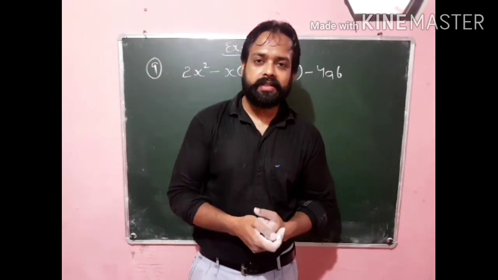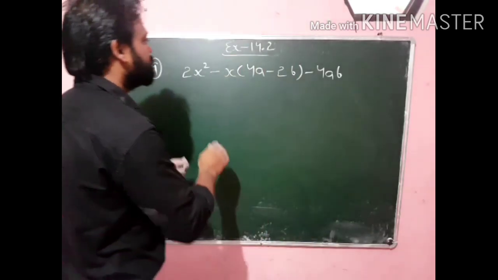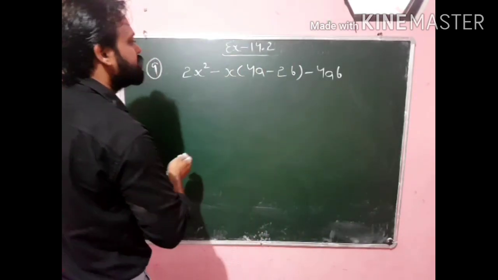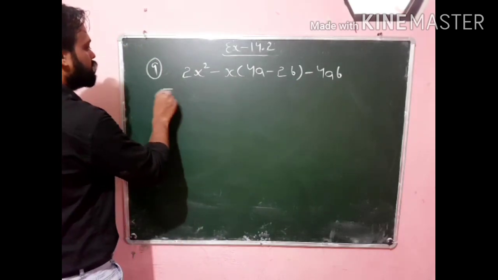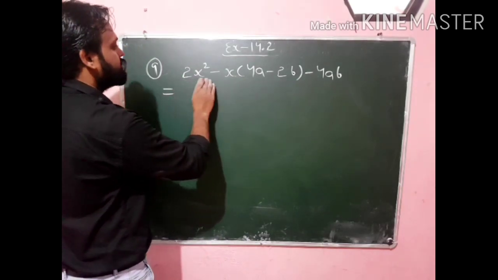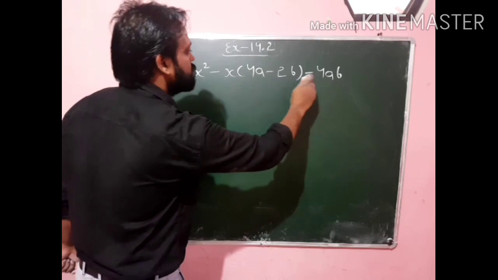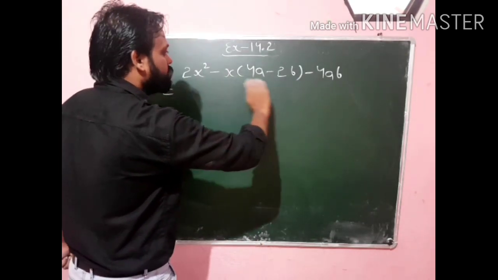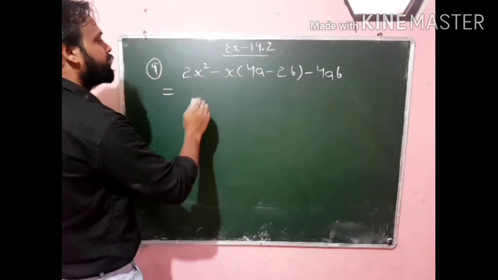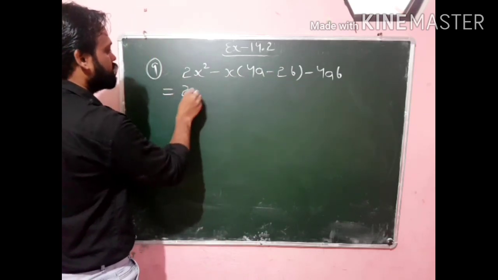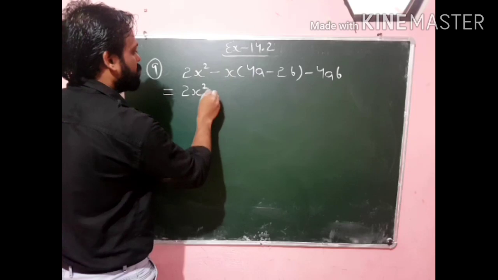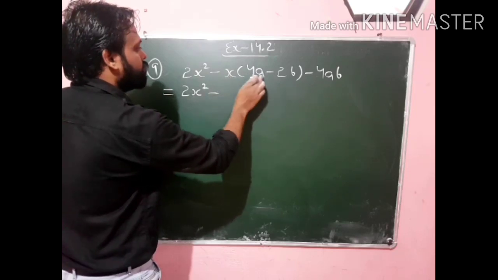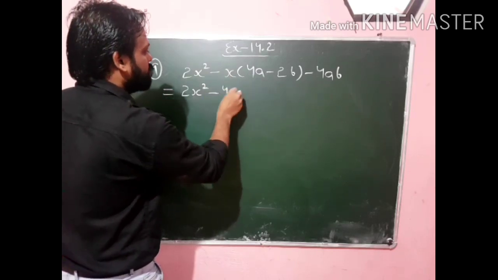Okay, now see its ninth sum. It is also very simple, but the statement is a little bit different from the other sums. So first of all, you can see it is 2x square minus x into 4a minus 2b minus 4ab. So how can we solve? First of all, we have to multiply this x with the bracket, and then we will make the groups. So write down this 2x square here, and then minus 4 into 4a multiplied by x will become 4ax.